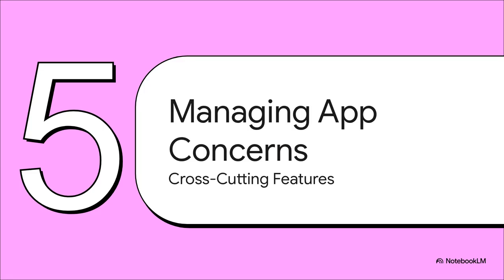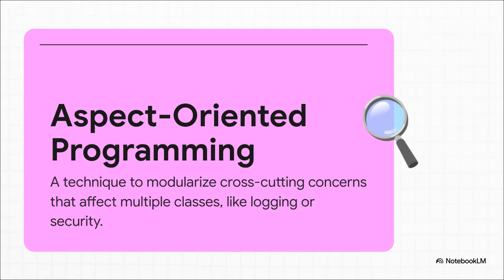So, what about all that other stuff? You know, things like logging or security checks. These are things you need pretty much everywhere in your application, not just in one single place. Well, Spring has a really clever module for that. It's called Aspect-Oriented Programming, or AOP. It's just a fancy way of saying you can take all those functionalities that cut across your entire application and handle them in one central, neat, and tidy place.